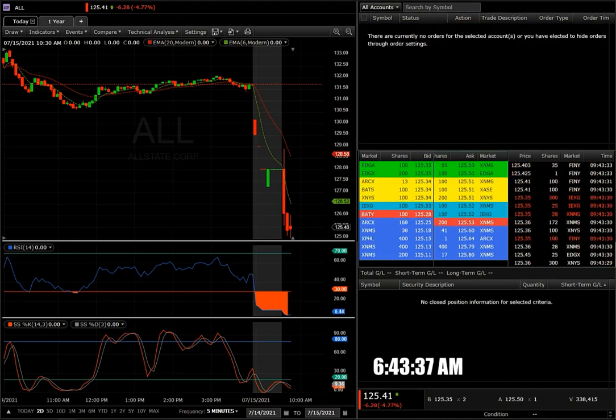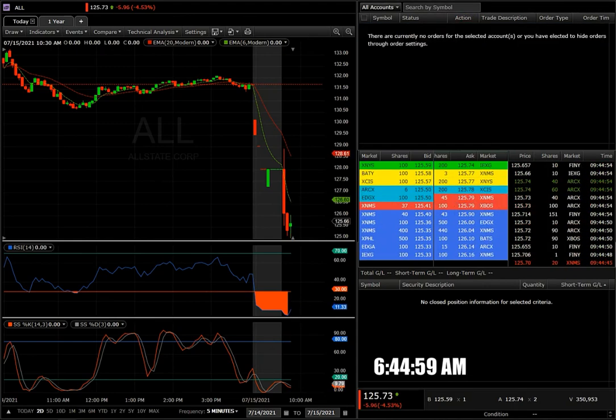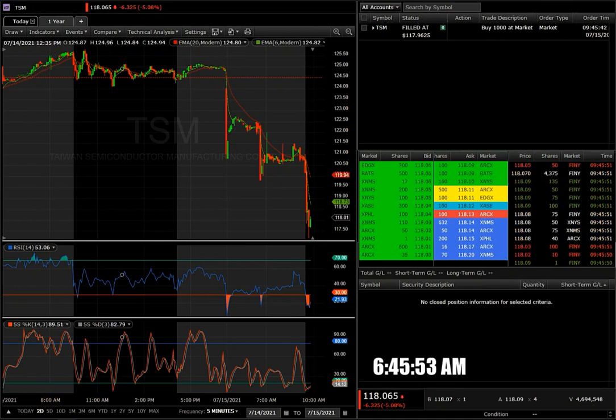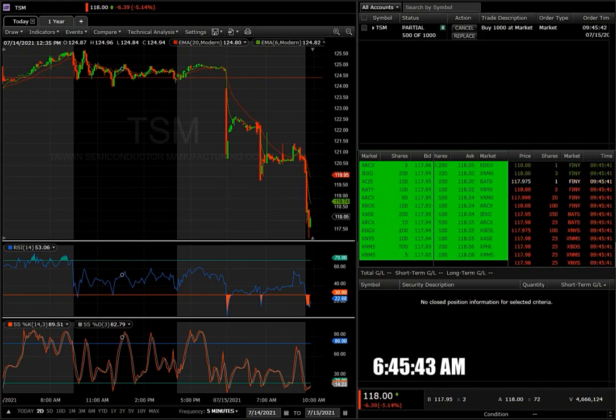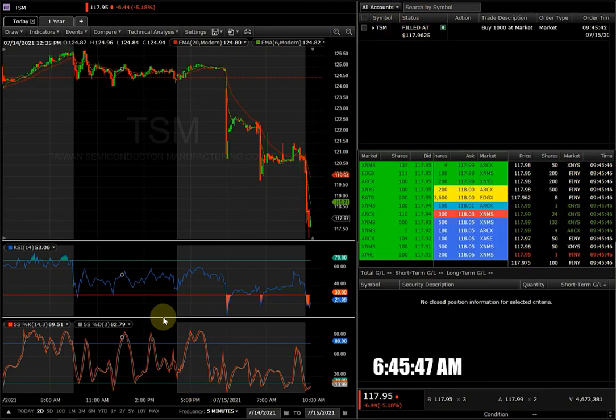Meanwhile, TSM. I decided to enter right there. Sensed a little pullback. This is a new candle. Waiting for it to go back to near 118, because for me, every penny counts, because I'm buying 1,000 shares. Decided to wait for the pullback. There it is. Below 118. So I decided to enter. My sell target is around 50 cents to a dollar, as usual.